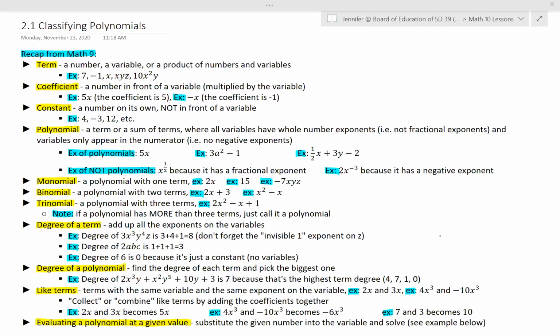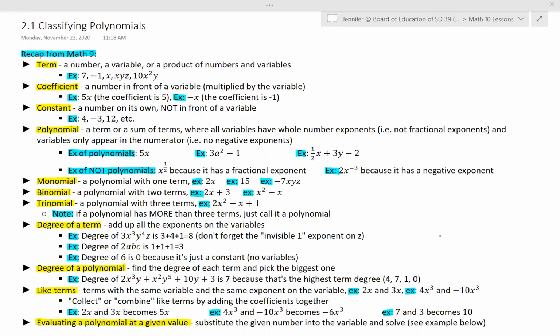There are 3 classifications of polynomials that we use based on how many terms there are. Monomial has 1 term, binomial has 2 terms, trinomial has 3 terms. If a polynomial has more than 3 terms, just call it a polynomial. But most of the time, we'll be working with mono, bi, or trinomials. I have some examples listed.